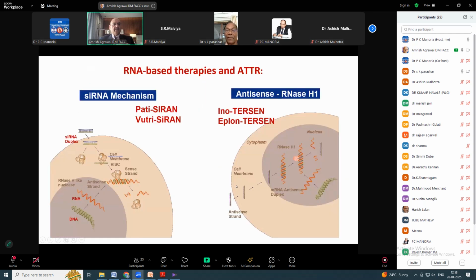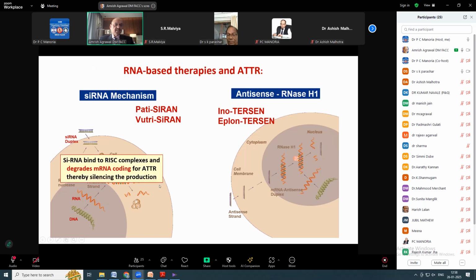So how does this mechanism act? If you take the first mechanism, which is called the siRNA mechanism, the two prototype molecules, patisiran, to be given every 3 weeks, and vutrisiran, to be given as a monthly injection, bind to the RISC complex. So they act with a similar mechanism to inclisiran. These complexes are internalized by the liver, and then they bind to the RISC complex and keep actively searching for the messenger RNA which encodes for the ATTR protein. Once they find the messenger RNA, they slice it, thereby silencing the production. So they cause degradation of the messenger RNA and thereby silence the production.